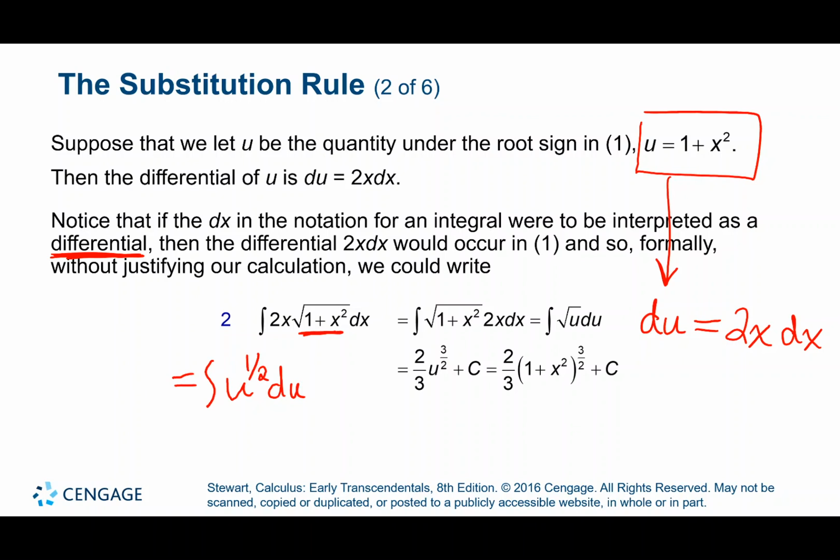Okay. So the u is just a tool. We're still starting here and then ending up here like we normally would. We just kind of go through the path of doing this substitution with u, and then we undo it at the end.